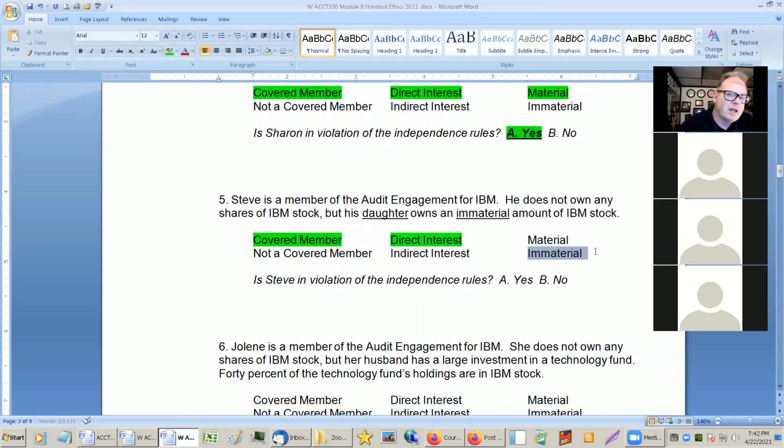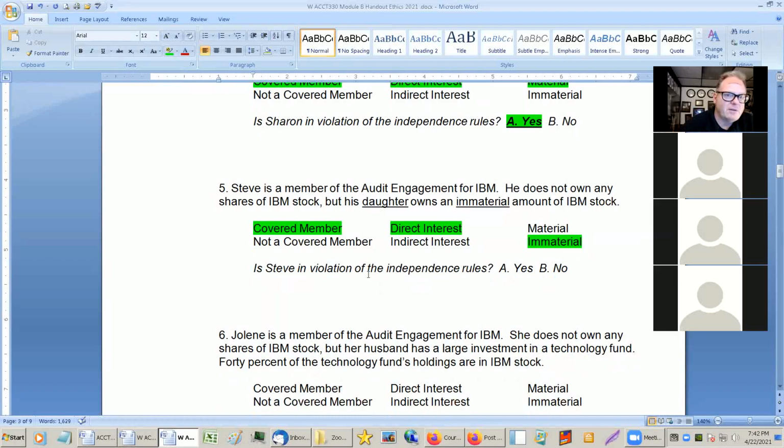Now, if it's a covered member and it's direct, does it have to be material? No, he can own even one share. So is Steve in violation? Yes, he is in violation. His daughter is considered to be a covered member, related to him.